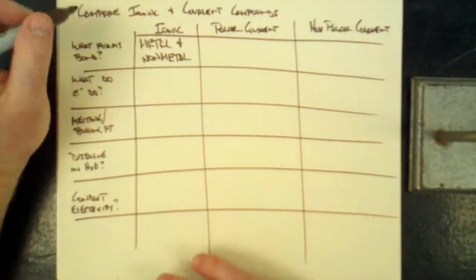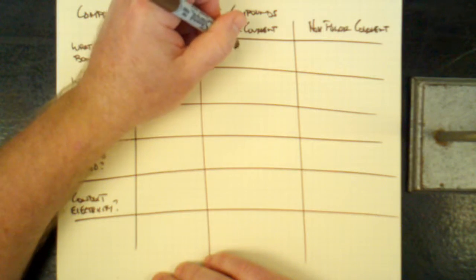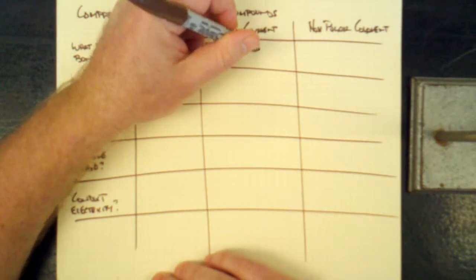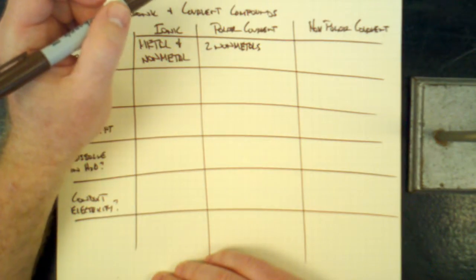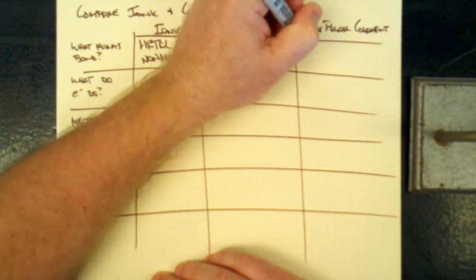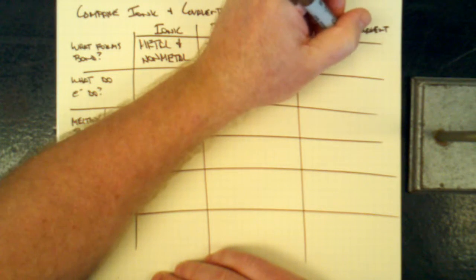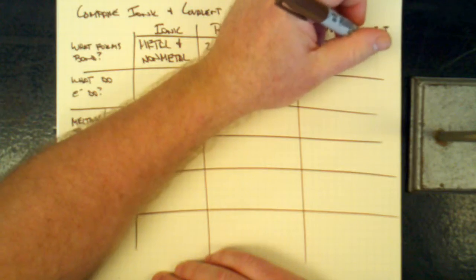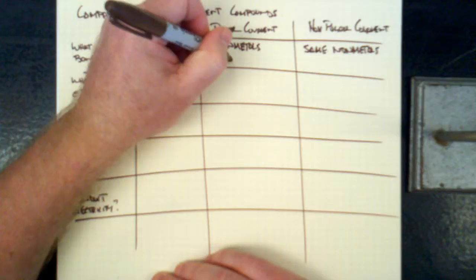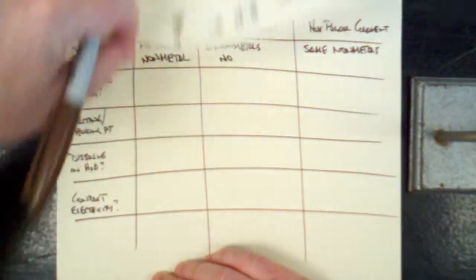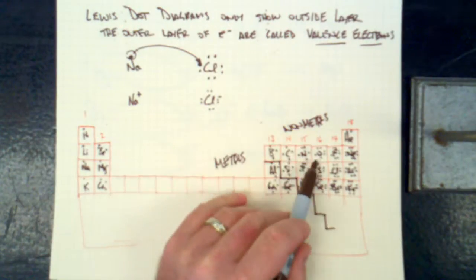Polar covalent bonds happen between two nonmetals. Nonpolar covalent bonds occur between same nonmetals. So an example of this would be nitrogen monoxide, because they are both nonmetals.